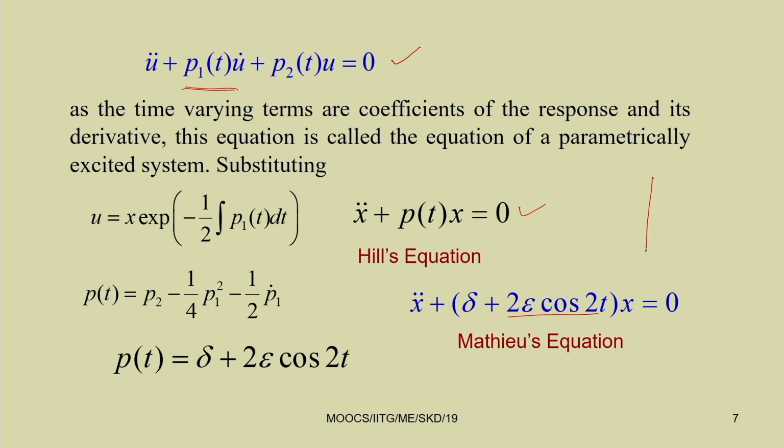If you recall the magnification factor versus omega by omega n, where omega is the external frequency and omega n is the natural frequency, for an undamped system the response will be like this. At omega equal to omega n, that is at value 1, you have the resonance condition, where the response tends to infinity.